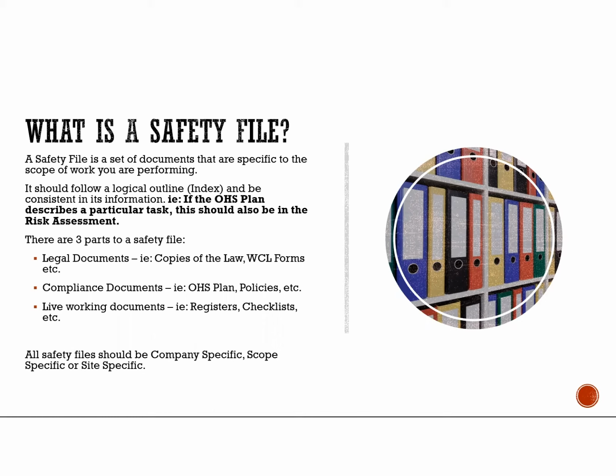So there are three parts to a safety file. First of all, you're going to have legal documentation. Legal documentation tells us what are the minimum requirements in terms of the law, obviously the OSH Act, the Compensation for Occupational Injuries and Disease Act, as well as the various different regulations. These copies of the law will include other documentation that is needed in a file, such as your WCL forms. If you're with FEM, you'll need an FEM form. All of these forms are legal documents that are normally given to you from the government. This is what makes up our legal register.